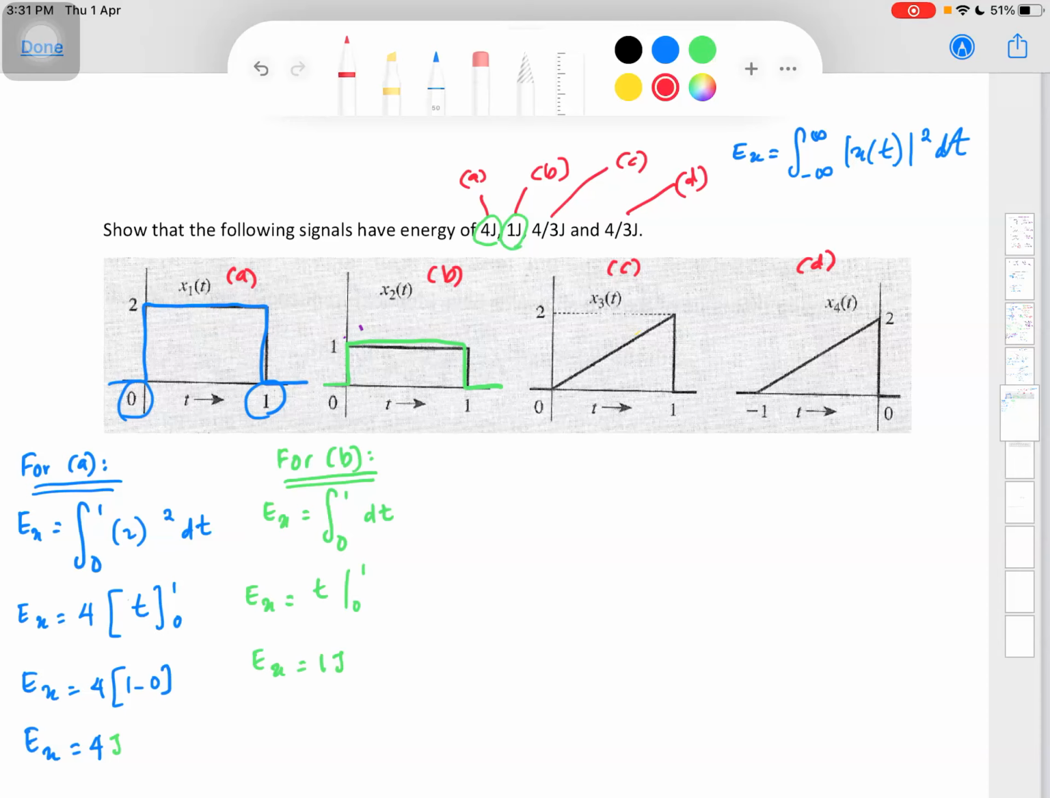Now let's have a look at C. For signal C, Ex equals the integration. Again, this signal goes up, goes down, and dies out at 1. So it's from 0 to 1 again. Now here we have a signal with a slope. If you look at the signal here, the slope will be 2t. So we have the integral of 2t squared dt.